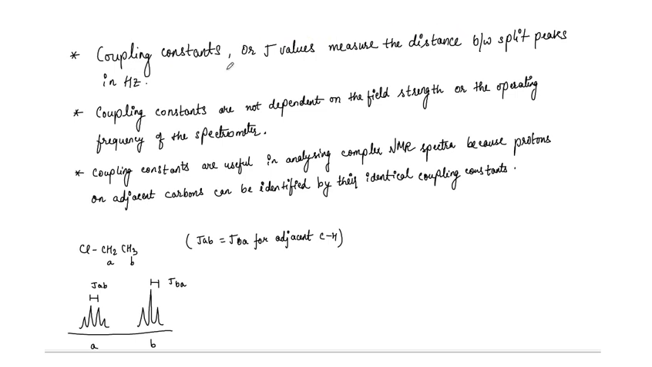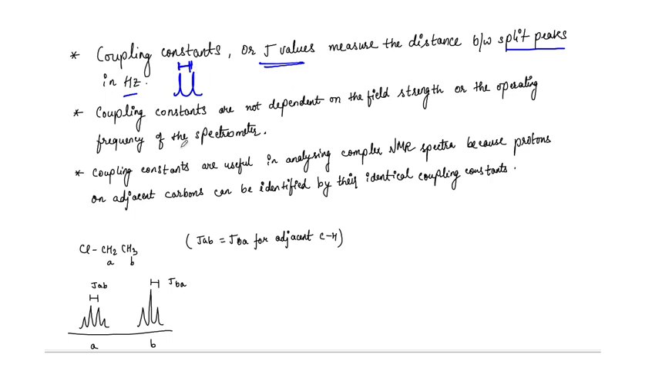Okay, right. So the coupling constant, or the J value, measures the distance between the split peaks in hertz. What do I mean by that? If I have one peak that is split into a doublet like this, then what is the distance between these two split peaks? That is the coupling constant.